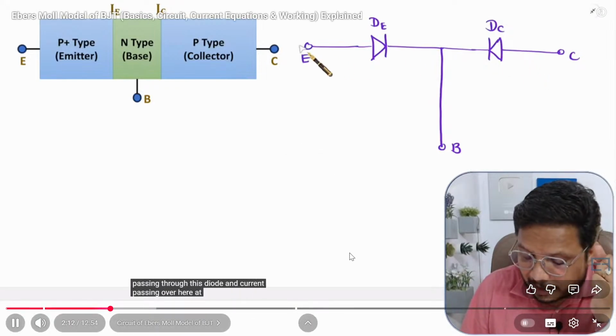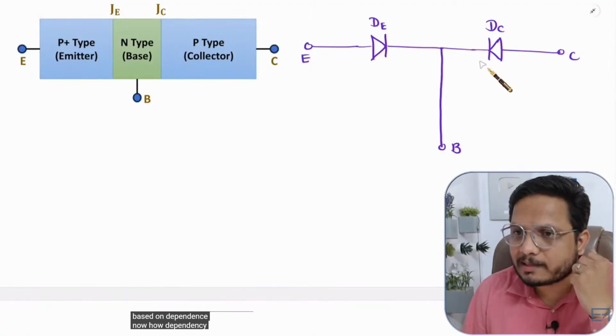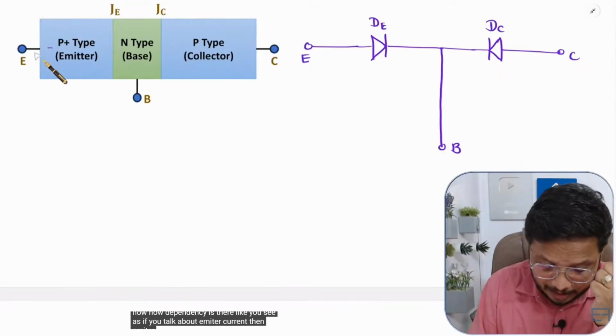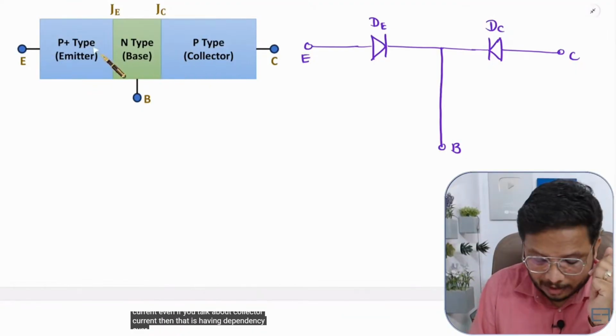And the current passing over here is a modification that you need to add along with the circuit. So that modification is there based on dependency. Now how is the dependency there? If you talk about emitter current, then emitter current has a dependency on collector current. Even if you talk about collector current, then that has a dependency on emitter current.